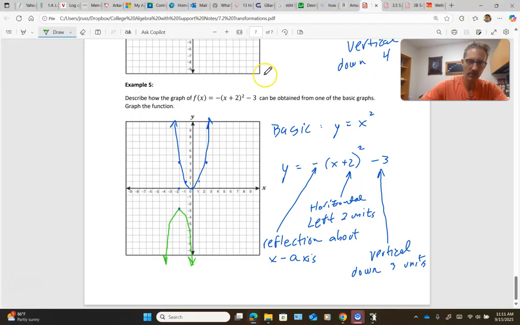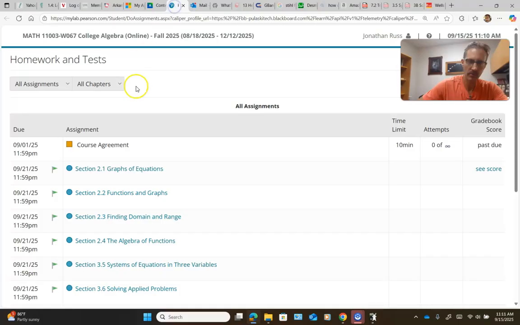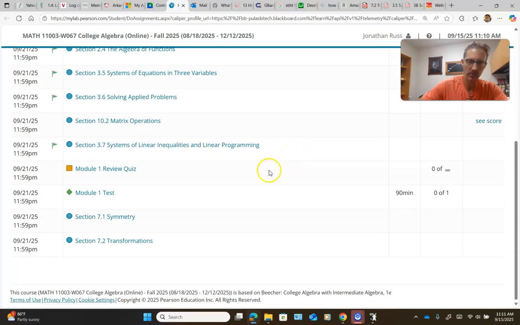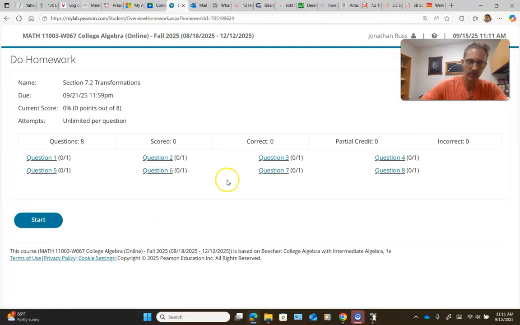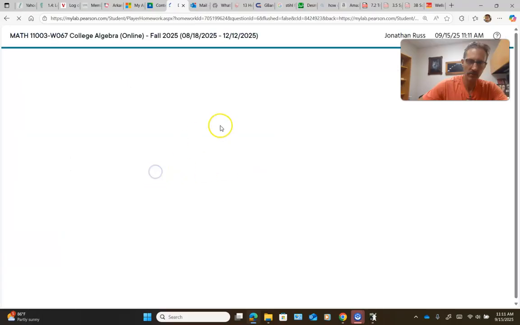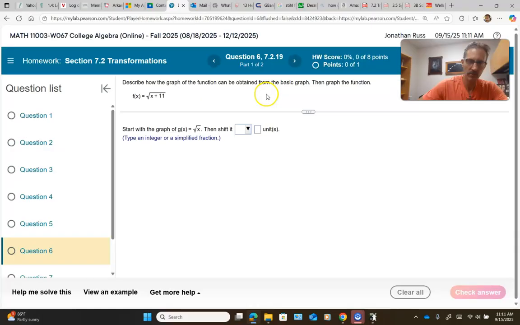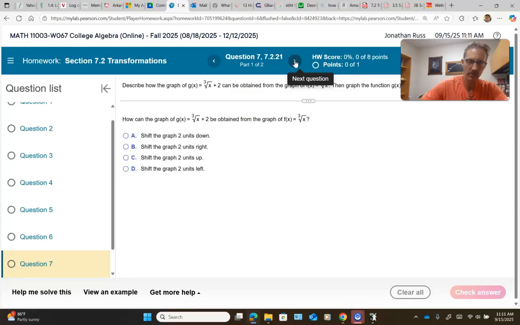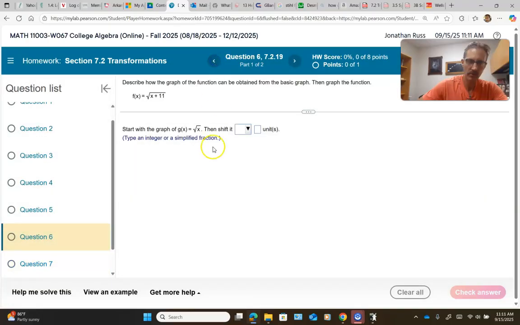All right. Well, the last thing that I want to do is just take a gander at the homework and mainly just show you how you're going to graph these. There may be a few that are multiple choice. Let's see here. Well, let's look at this one.